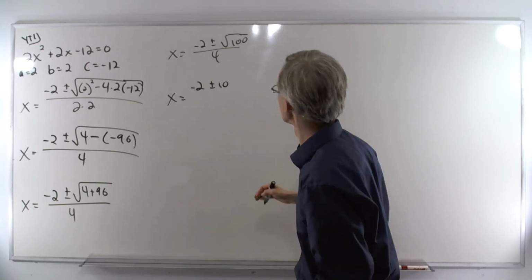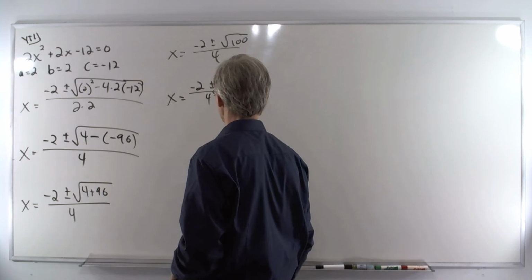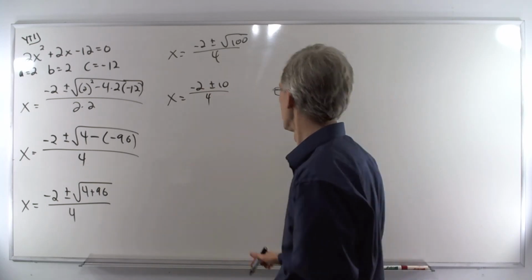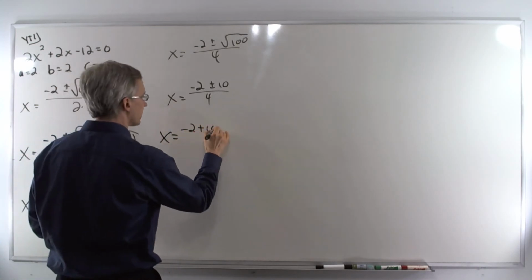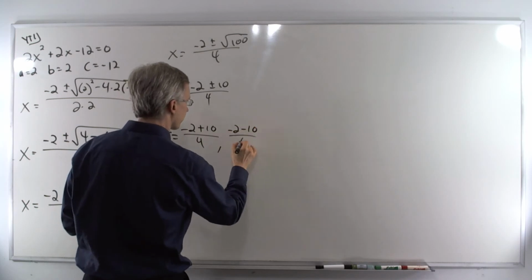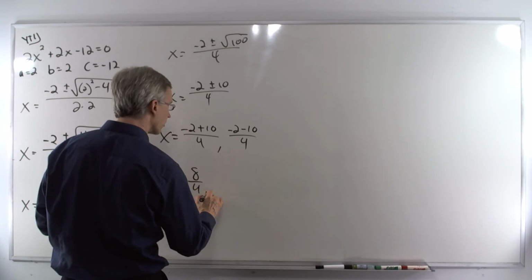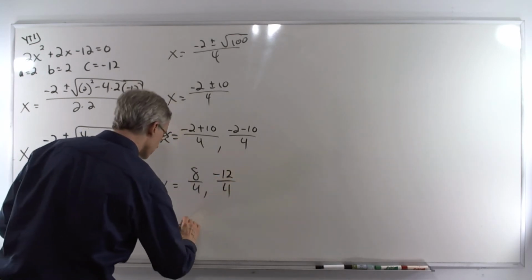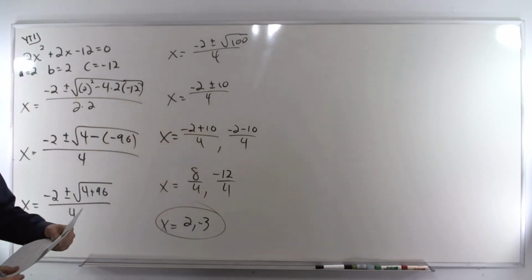All right, square root of 100 is 10, so we got negative 2 plus or minus 10 on top, all over 4. All right, now let's see what we got. That's going to be negative 2 plus 10 over 4, and negative 2 minus 10 over 4. So x is going to equal 8 over 4, or negative 12 over 4. So that means x equals 2, or negative 3.